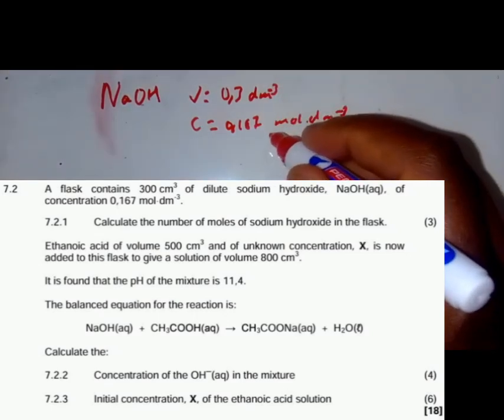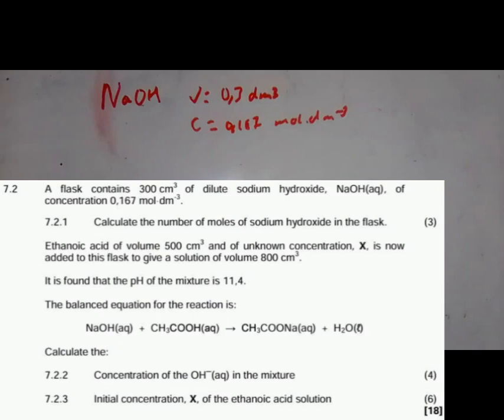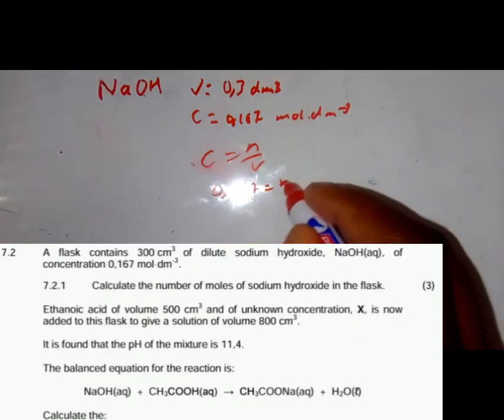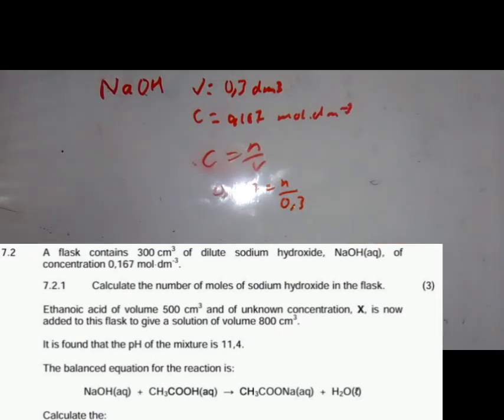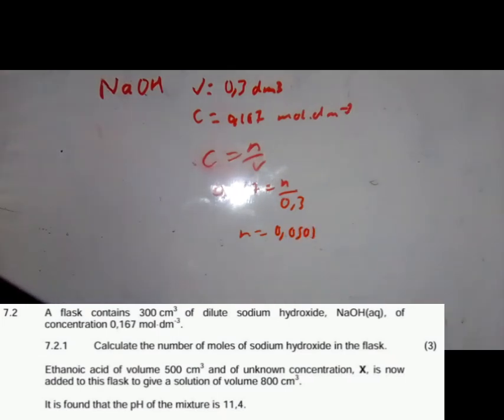So moles per decimeter cube. From here, if we want, we can get the number of moles. Let's calculate it because we're obviously going to need it. That's actually what they're asking, 7.2.1, calculate the number of moles of sodium hydroxide in a flask. So C is equal to N over V. So 0.167 is equal to N over 0.3. So N will therefore be equal to 0.0501. Great, we found the number of moles. We are going to need it for the next questions.